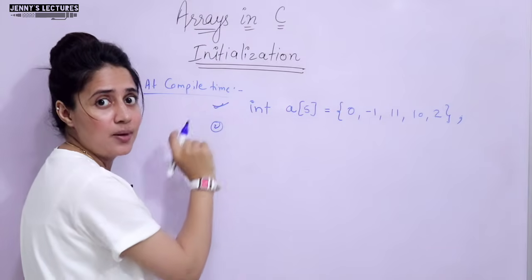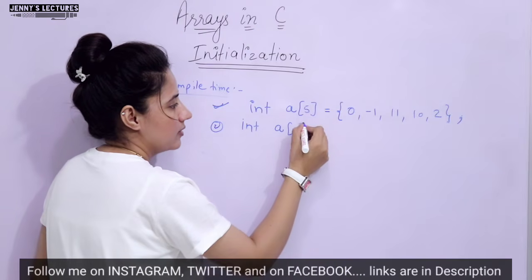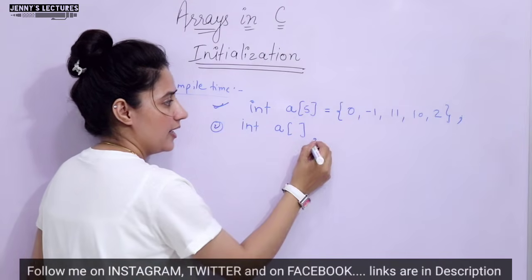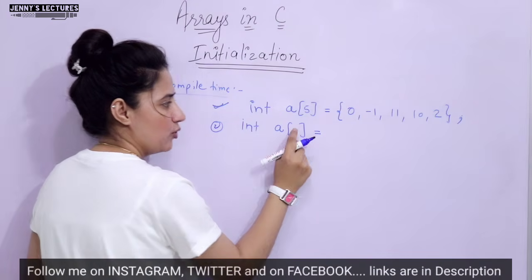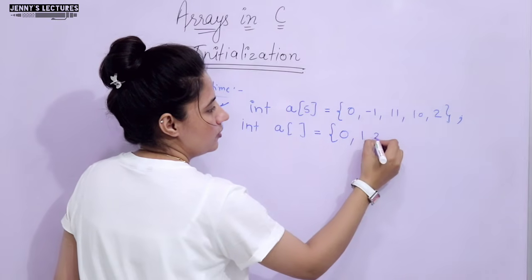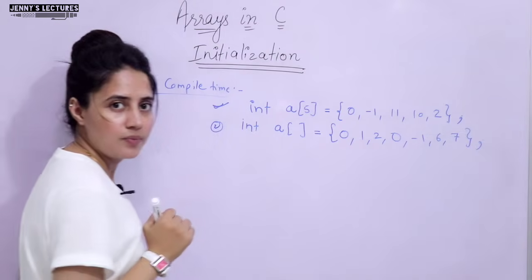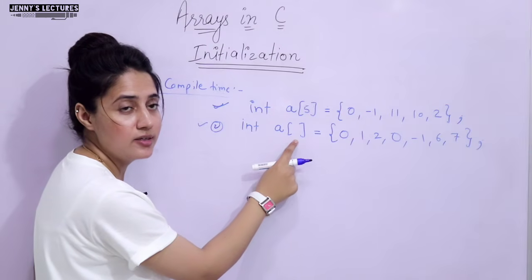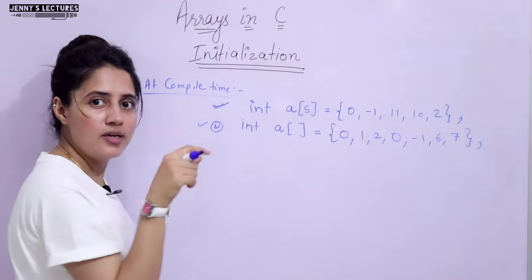The second method to initialize at compile time is what? You can just write the data type, array name, and I am not providing the size here. If you declare something like this without initializing, it will give an error, as I told you in the previous video. But if you write it like this, not giving the size of the array but initializing it like this, 0, 1, 2, again 0, -1, 6, 7, that is correct. This is the second method. Here the size is calculated automatically. The size of the array would be how many elements there are: 1, 2, 3, 4, 5, 6, 7. So, its size would be 7.